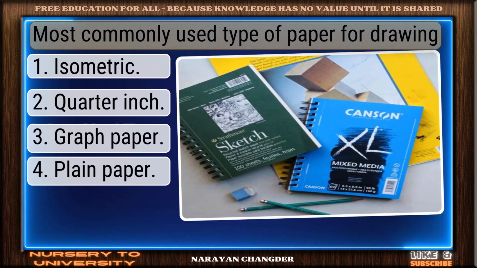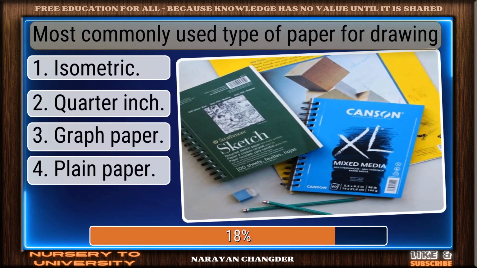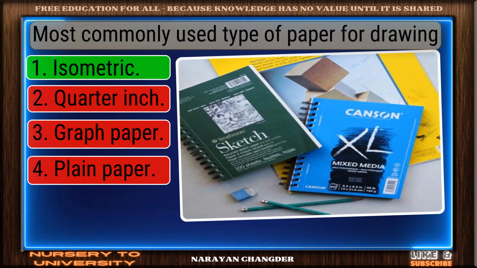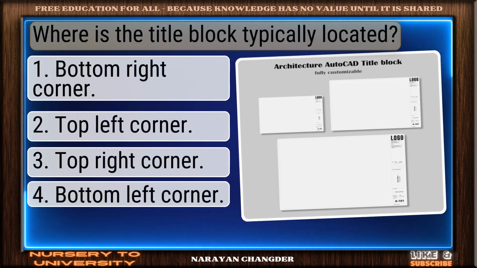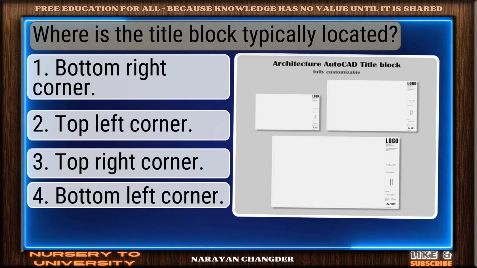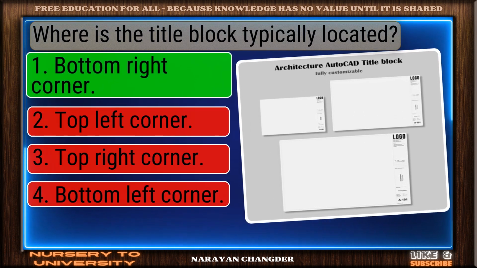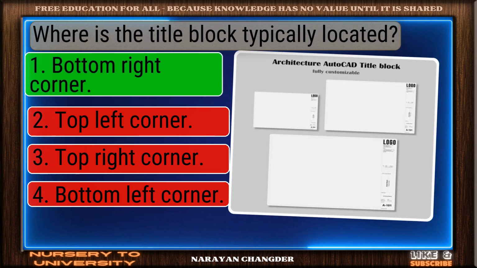Most commonly used type of paper for drawing. Well reasoned. Isometric is the correct choice. Where is the title block typically located? You're right. Bottom right corner is the correct answer.